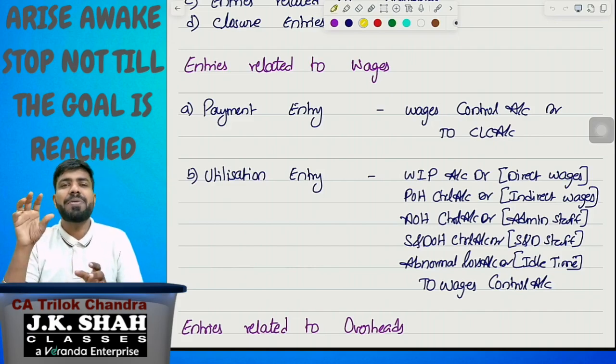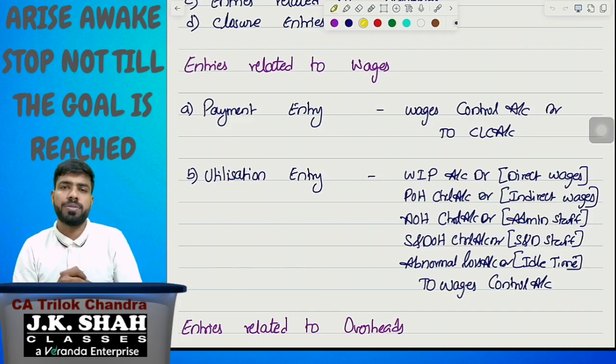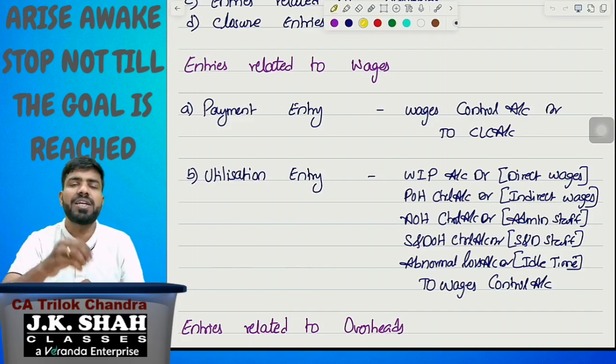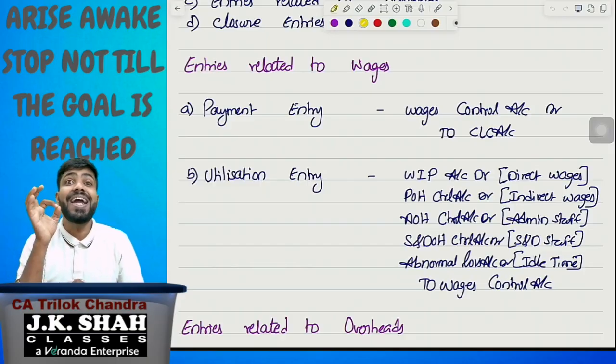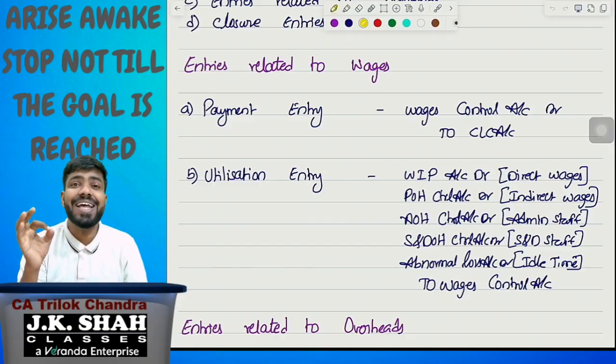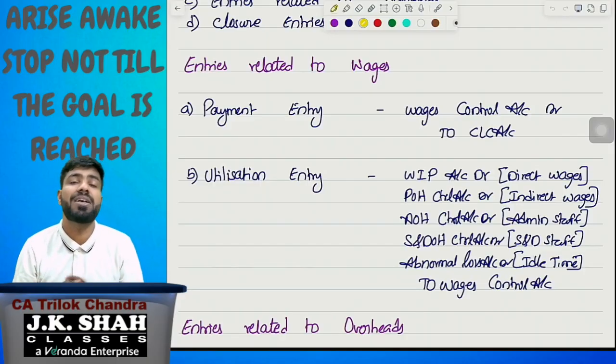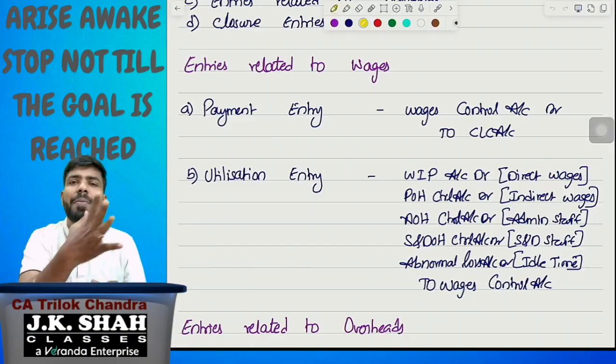Next, when it comes to admin staff, administration overhead control account. Selling and distribution staff, selling and distribution overhead control account. Idle time, we are going to treat as abnormal loss. We are going to treat it as loss and we will transfer it to the abnormal loss account.